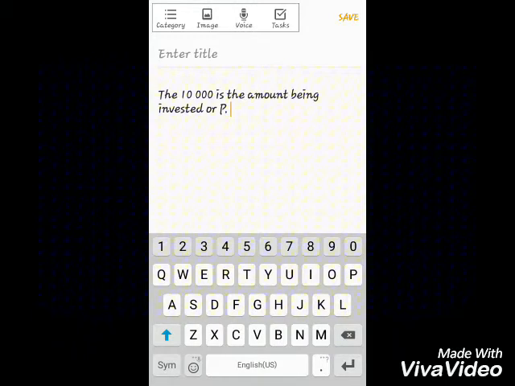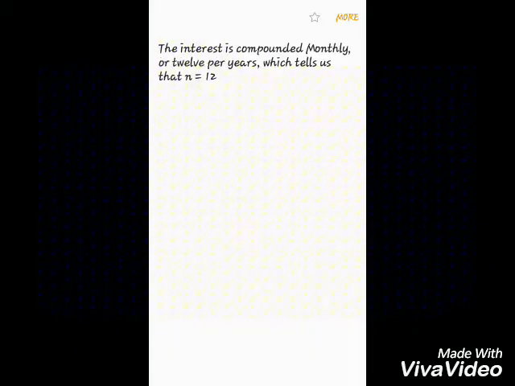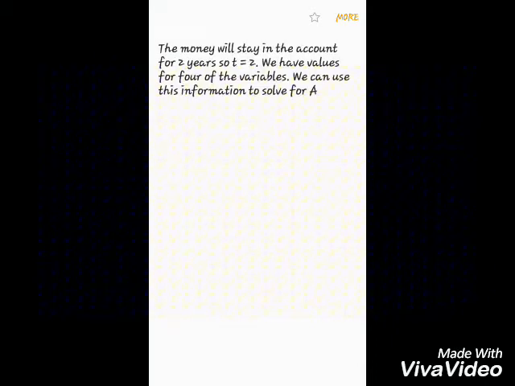The 10,000 is the amount being invested, or P. The interest rate is 3.5%, which must be changed into a decimal and becomes R equals 0.035. The interest is compounded monthly, or 12 times per year, which tells us that N equals 12. The money will stay in the account for 2 years, so T equals 2.